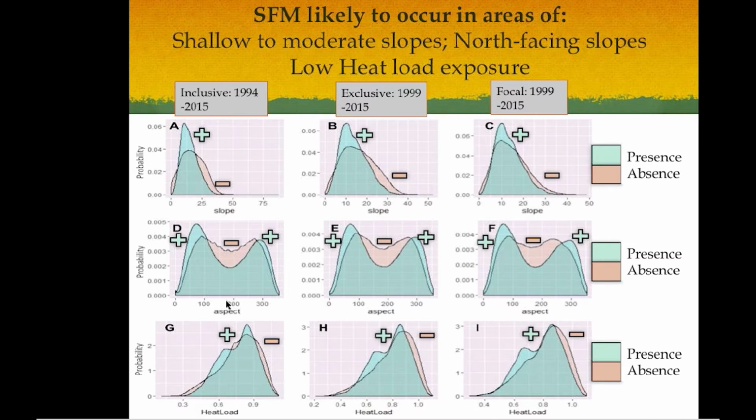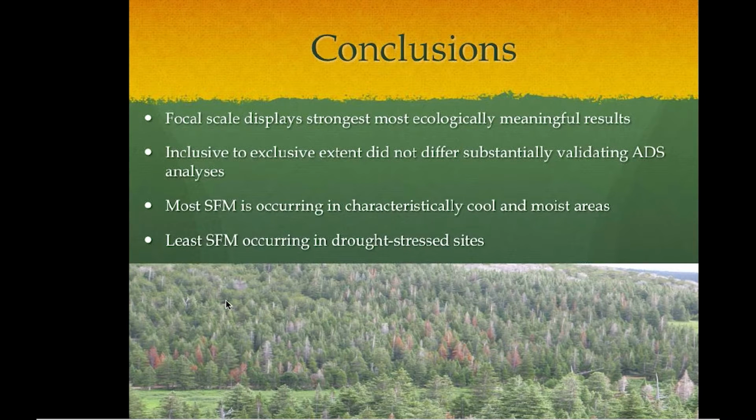So now we have our conclusions, two methodological conclusions, and then our two ecological conclusions. At the focal scale, we see our most ecologically meaningful and significant results. From inclusive to exclusive, we didn't see a substantial variance, but that just validates that aerial detection surveys are useful in detecting these kinds of ecological patterns.